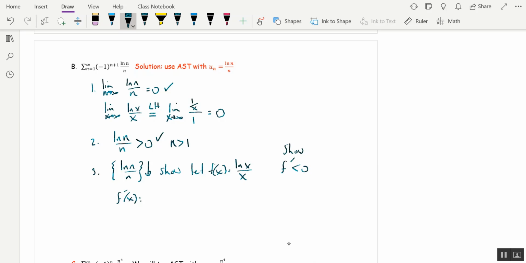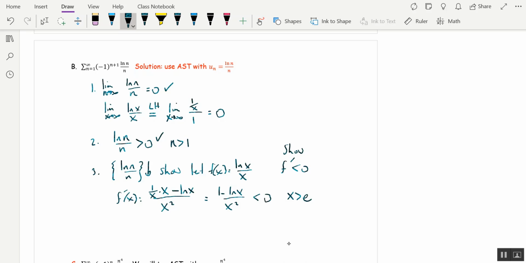Derivative of the top is 1 over x multiplied by the bottom, minus the top, ln x, times the derivative of the bottom, which is 1, over the denominator squared. So that's 1 minus ln x over x squared. Now that will be negative as soon as ln x is bigger than 1. So that's going to happen as soon as x is greater than e, because ln of e is 1.